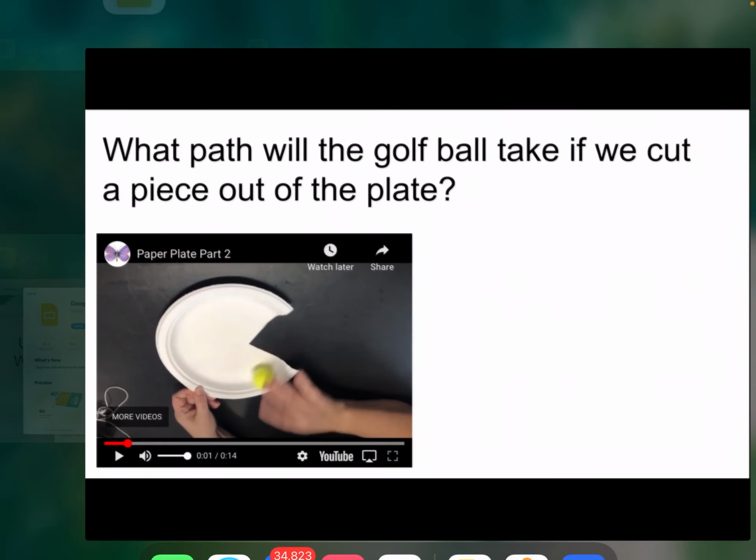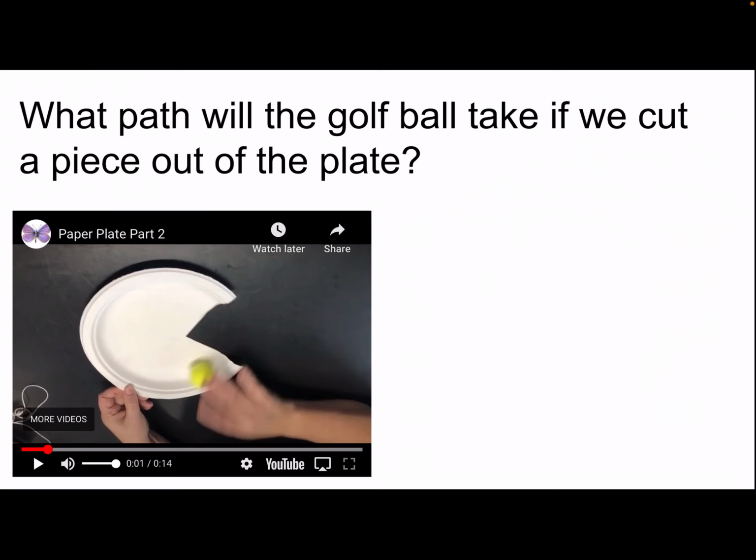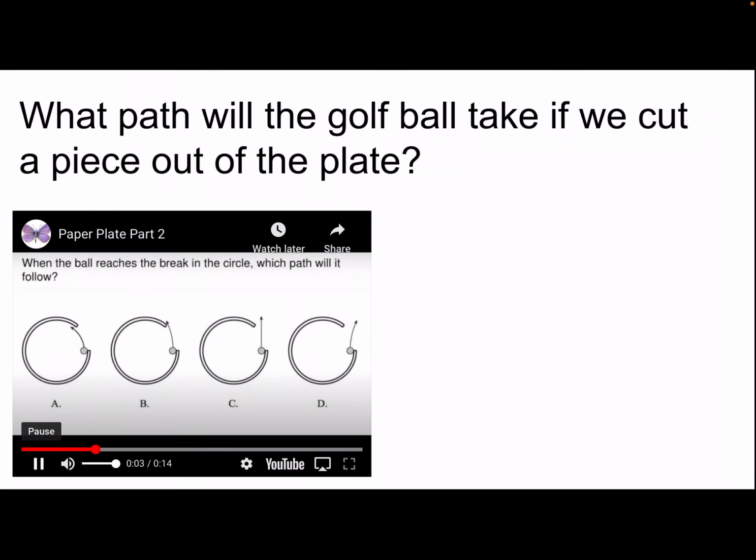So let's go back over here. We have some images we want you to look at: A, B, C, or D. The ball we used was going in the opposite direction, but it's the same kind of idea. When the ball in these examples reaches the break in the circle, which path is that ball going to take? So take a minute and look at these. Which one do you think it is?